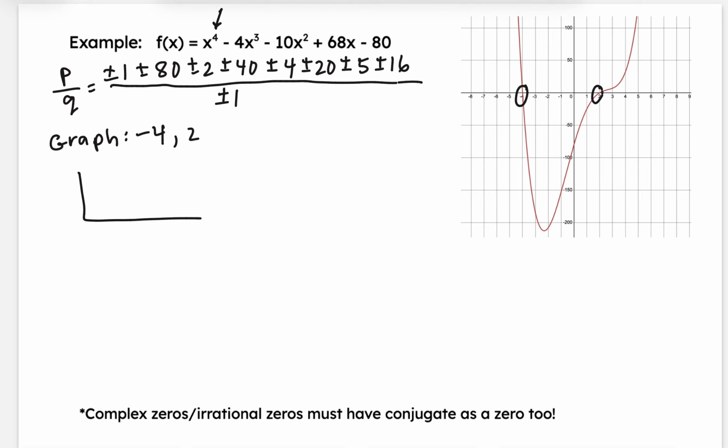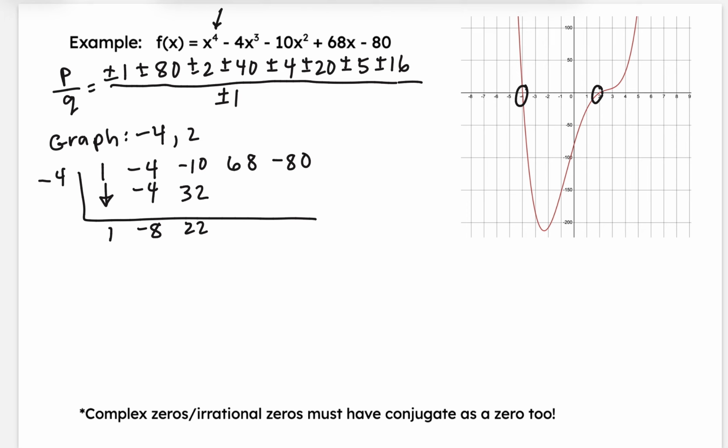So let's set up our synthetic division, our coefficients. We have 1, -4, -10, 68, and -80. So I'm going to start with -4. So 1 times -4 is -4, so it'll be -8. -8 times -4 would be 32. If I add these, I get 22. 22 times -4 is -88. That's going to give me -20. And then this would be +80. So that works. So -4 is a 0.